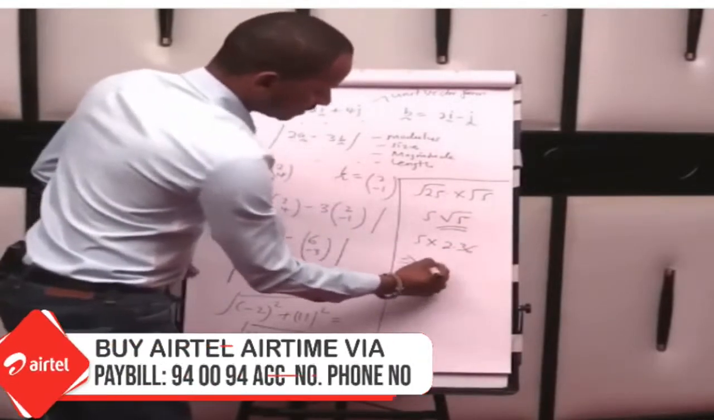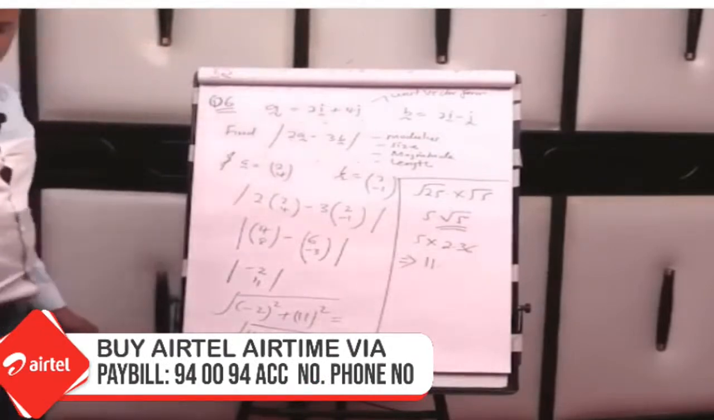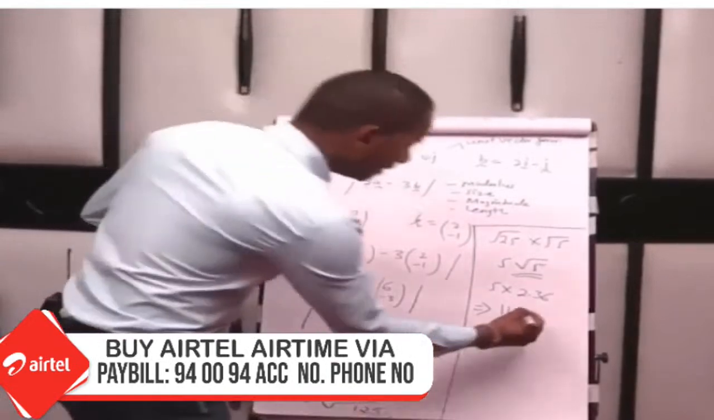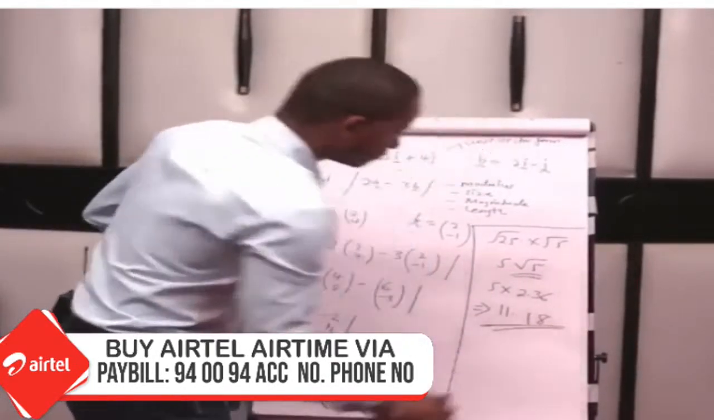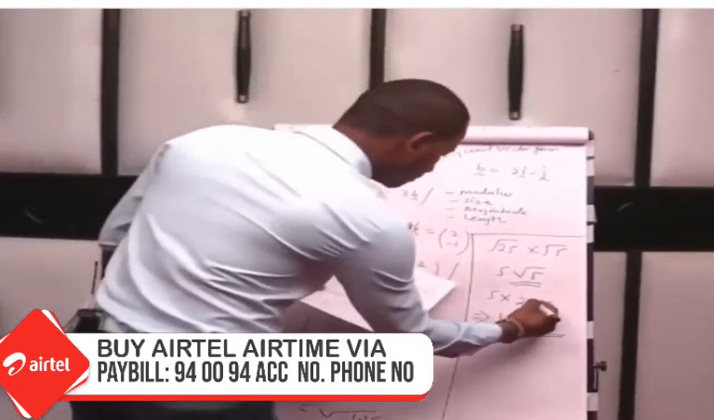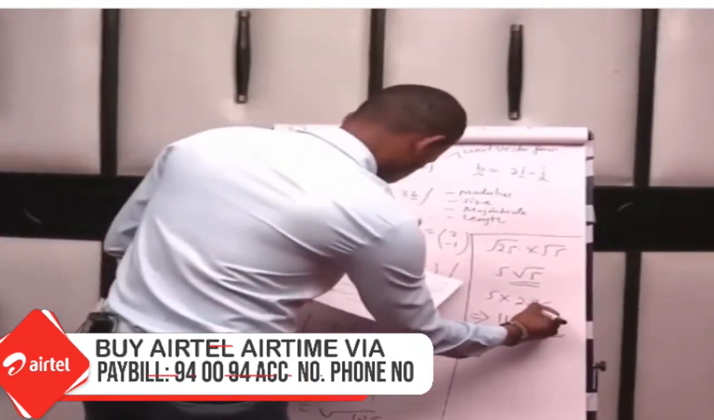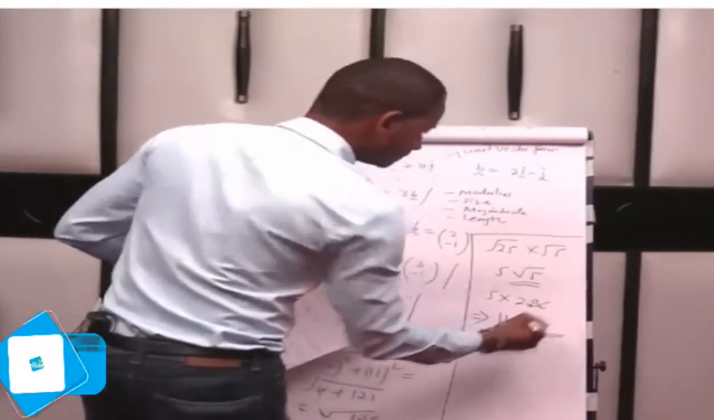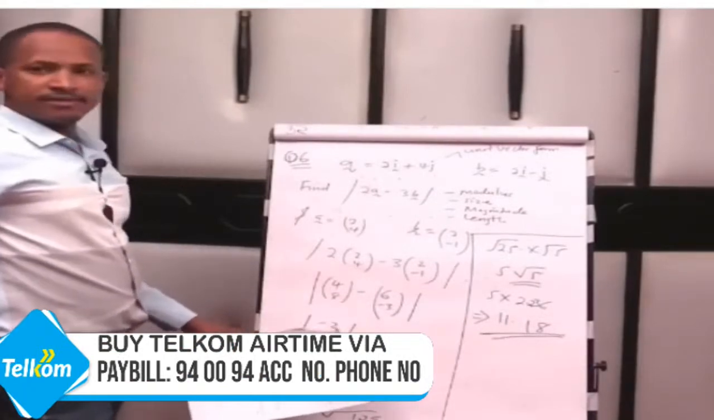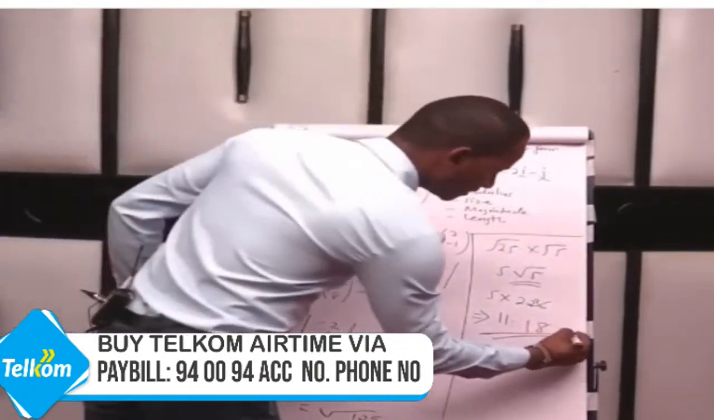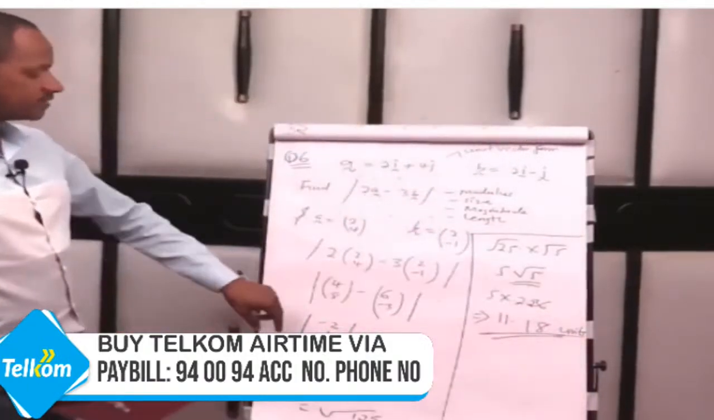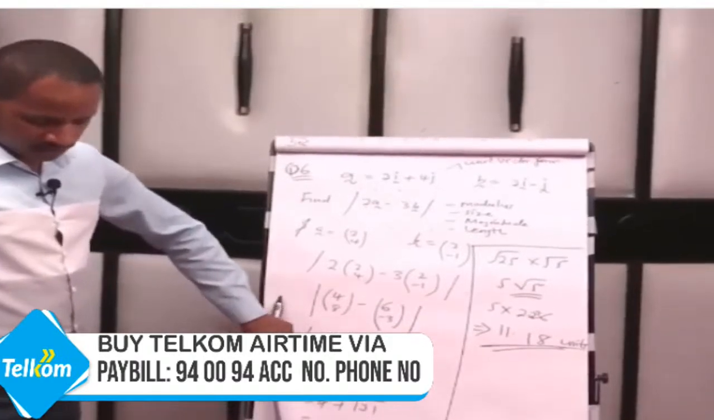Further simplified, 5 times the square root of 5, where the square root of 5 is 2.236. 2.236 times 5 is 11.18 units, because they want the size, the length, the modulus, so units. That is our answer. So next one is question number 7.